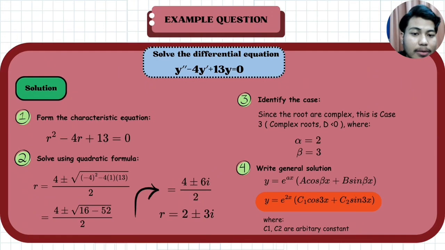The third step is to identify the case. Since the roots are complex, this is case number 3, complex roots, where d is less than 0, with alpha equals 2 and beta equals 3. The last step is to write the general solution. The general solution for case number 3 is y equals e power of alpha x times (A cos beta x plus B sin beta x). After that, the final answer is y equals e power of 2x times (c1 cos 3x plus c2 sin 3x), where c1 and c2 are arbitrary constants.